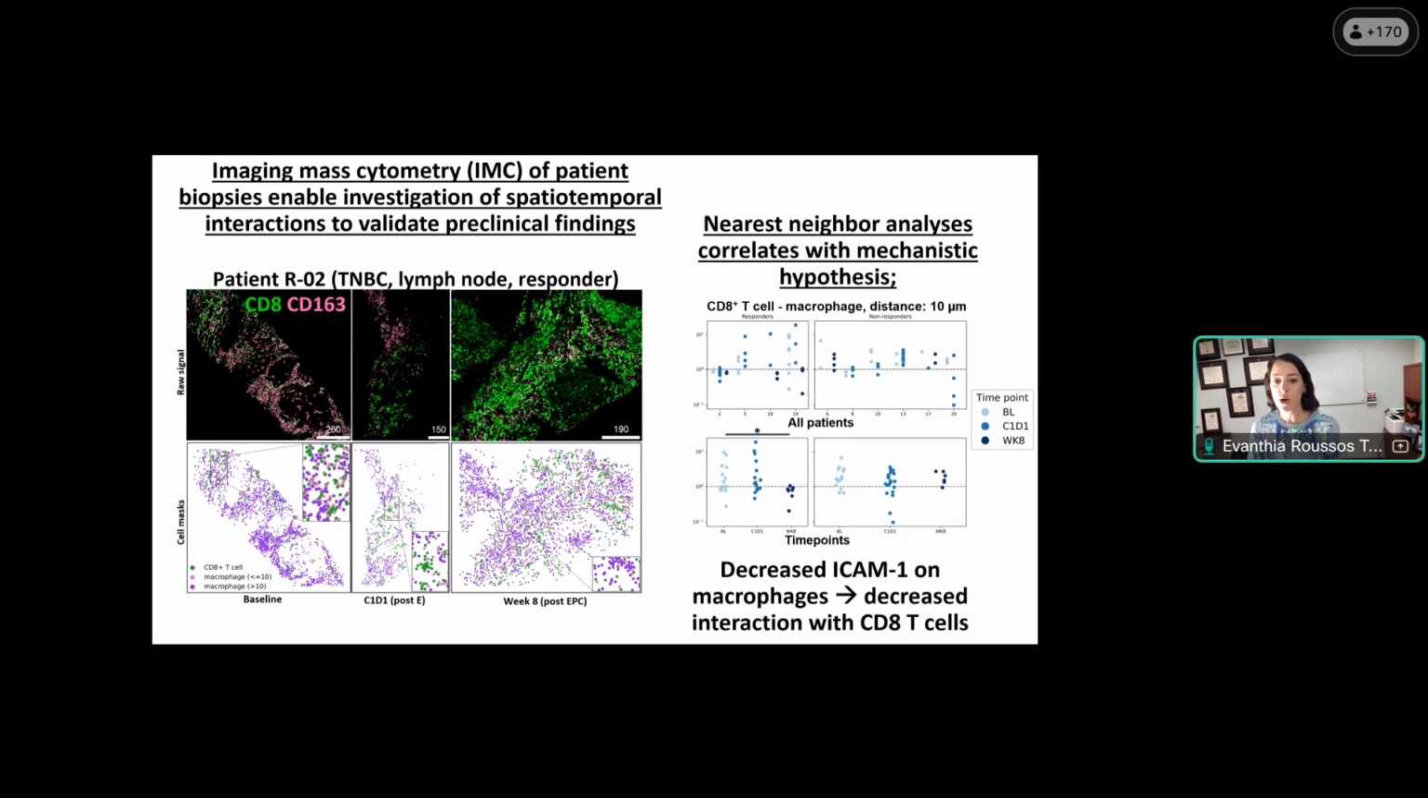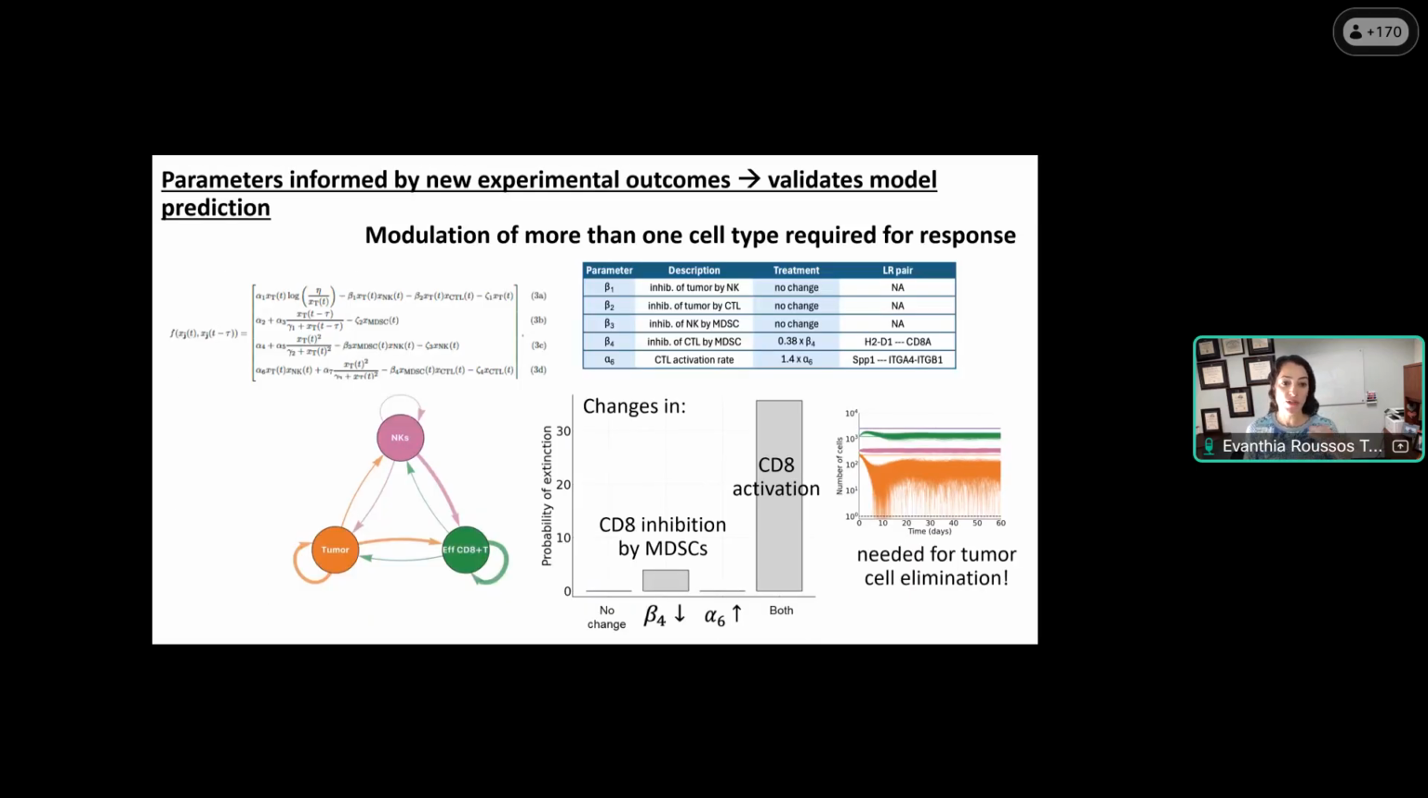We never would have known to look specifically for this interaction or would have been able to explain how this could contribute to response without incorporating that preclinical modeling as well as the math modeling. And so we then used the parameters that we learned from these experiments and we informed the model, and this validated that the model actually does similarly predict in our particular clinical trial that changes to that pathway are in fact necessary to achieve CD8 inhibition by MDSCs, as well as the need for CD8 activation to cause tumor cell elimination.